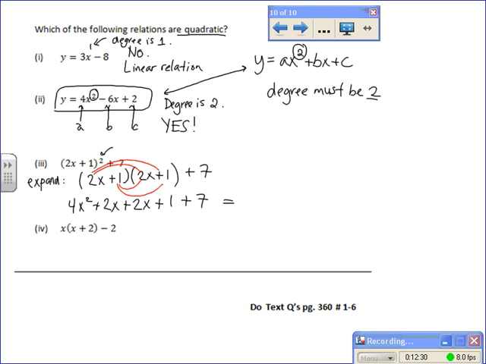So if I simplify this now, put the like terms together, 1 and 7 are like terms. They can be added together. And 2x and 2x are like terms, so they can be put together as well. And I get 4x squared plus 4x plus 8. For my equation, this is just given to me as an expression. This can also be equal to y. It could have been written as y is equal to 4x squared plus 4x plus 8. And I see that the degree is 2, and so this is a quadratic. Yes.